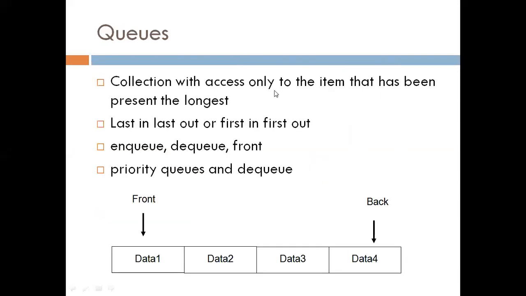Queue, with access only to the item that has been present the longest. That means last in, last out, या most generally हम बोलते हैं first in, first out. जैसे आप अपने जनरल लाइफ में भी फील करते हैं, आप मेस में जाते हैं, जो सबसे पहले आता है वो सबसे पहले सर्व किया जाता है. तो दिस इज द क्यू. In most of our daily life we have experience, especially Indians.